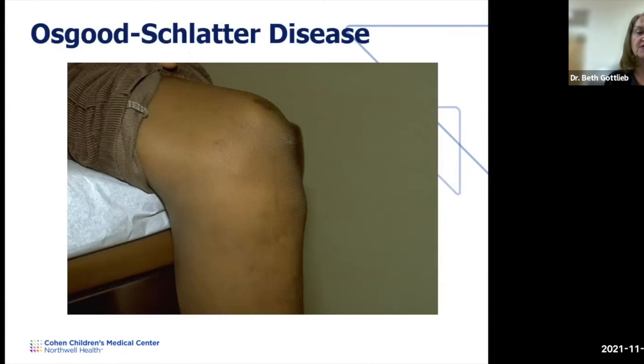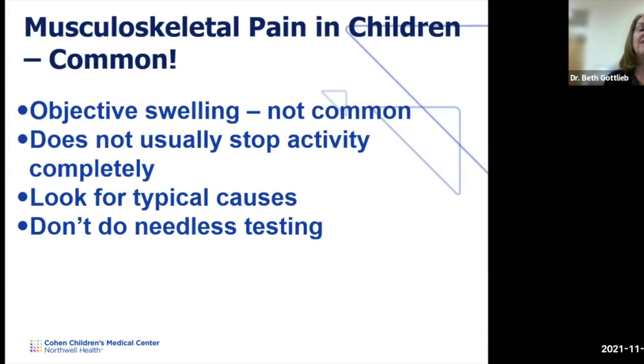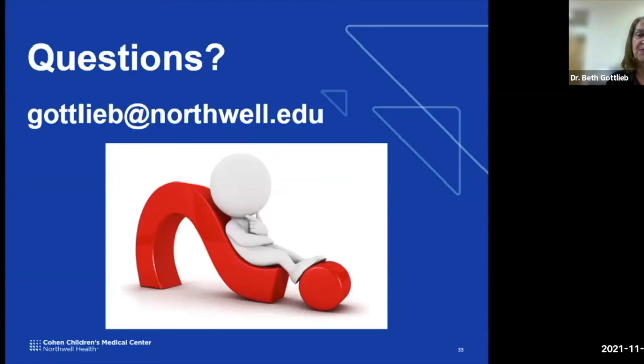And here is Osgood-Schlatter. You can see this big bump here. So very common, these musculoskeletal pains in childhood. Usually does not stop activity for children. They will keep going. Look for those typical causes. History and exam should tell you most of what you need to know, and we rarely do testing on these most common causes of musculoskeletal pains.